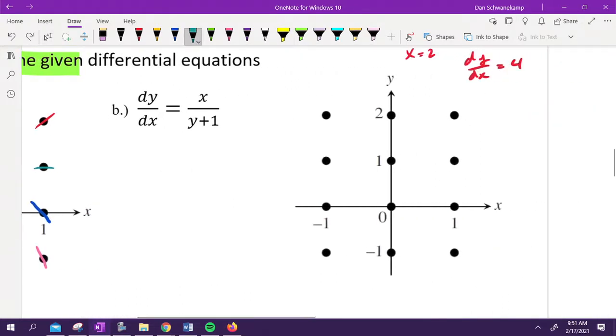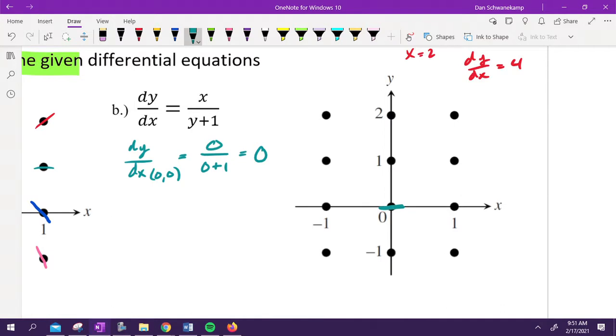On part B here, notice that we don't have to worry about both x and y because it matters each time, okay? Because there's an x and a y in the problem. So what's a good ordered pair to look at? Now let's look at 0, 0. If I look at the ordered pair 0, 0, I get 0 over 0 plus 1. What is my slope going to be? 0 over 1. Is 0 over 1 0? Yeah, it's 0. So at 0, 0, I'm going to have a slope of 0.